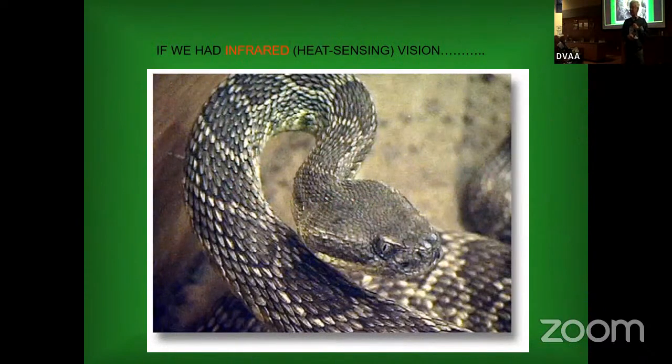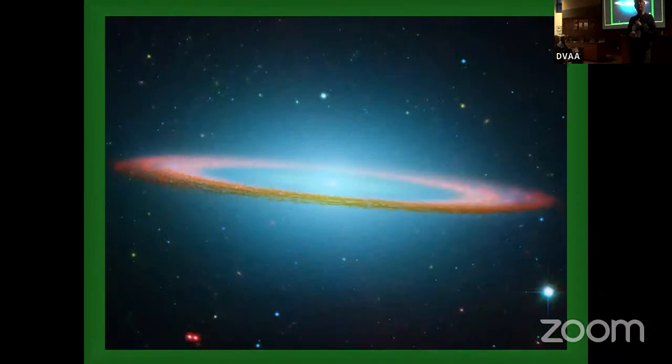Now, if we had infrared vision like this rattlesnake does, then we would be able to see in the infrared, which we humans can't. But if we were able to have that vision and look at the Sombrero Galaxy in the infrared, you see the infrared glowing around the dust lane. But notice the two objects on the bottom that are bright red. We saw them on a previous picture. They're there. And I'm going to be coming back to that on this next slide.